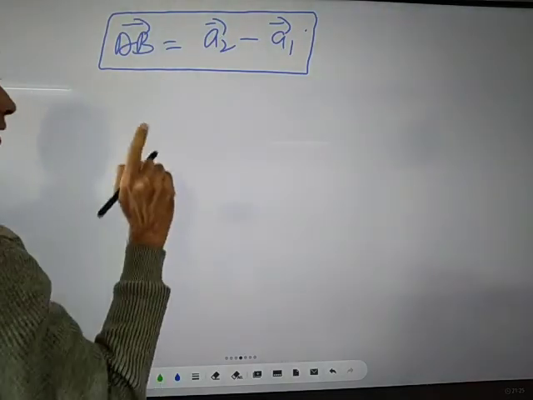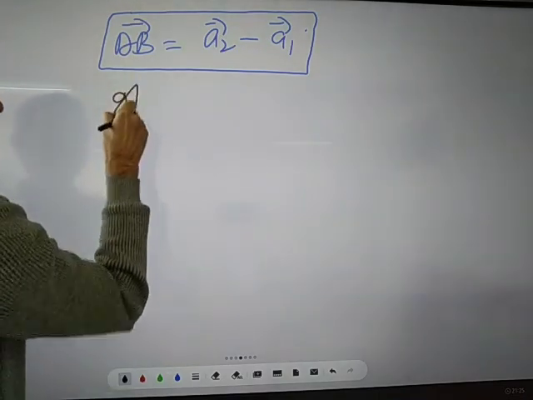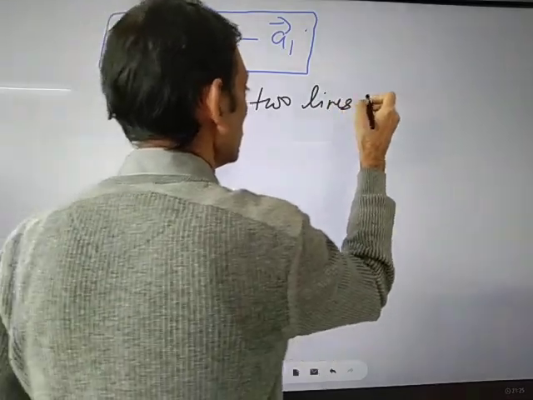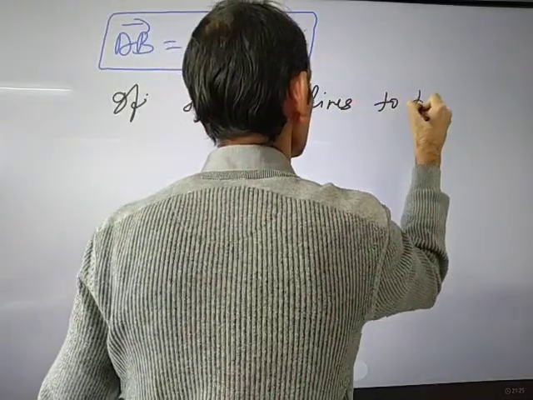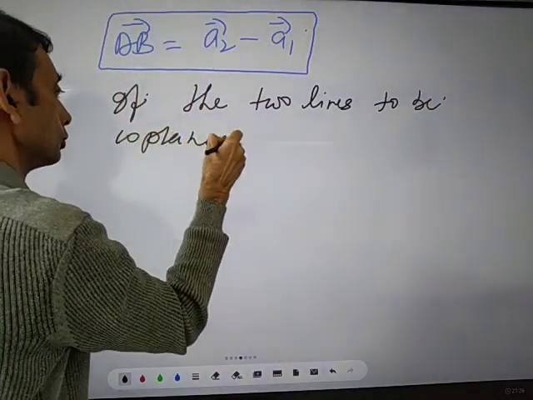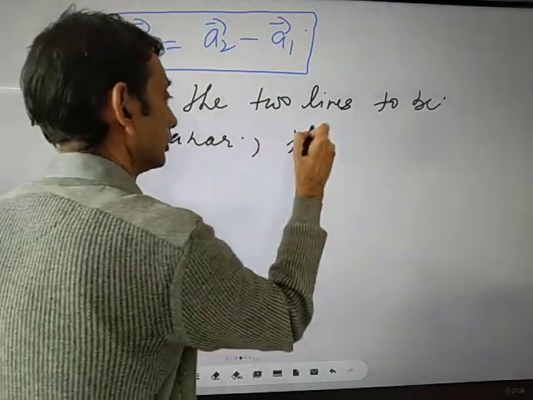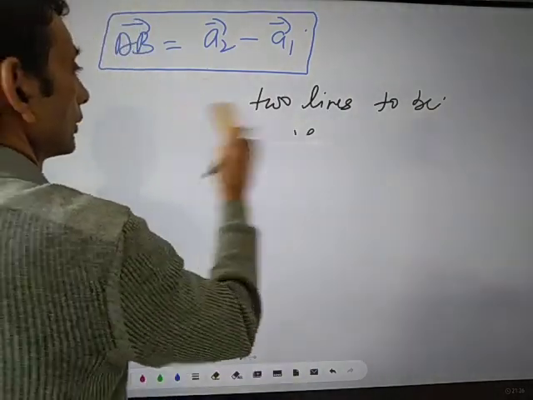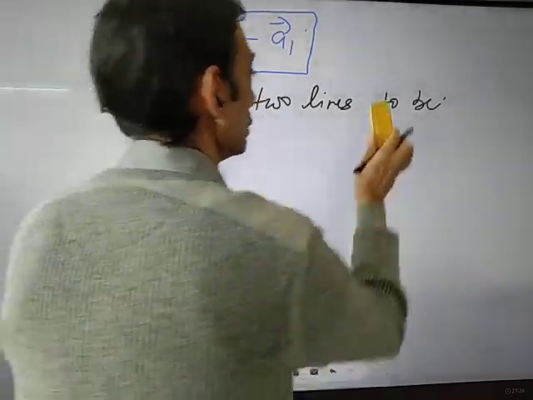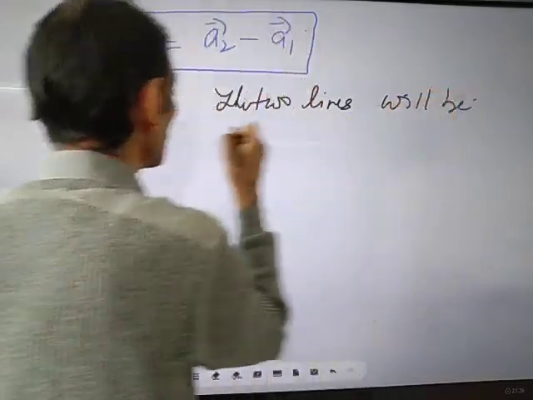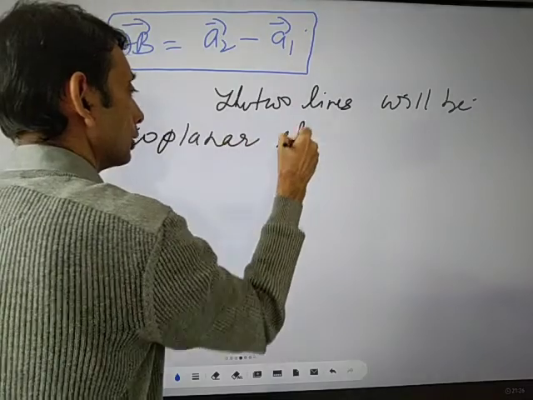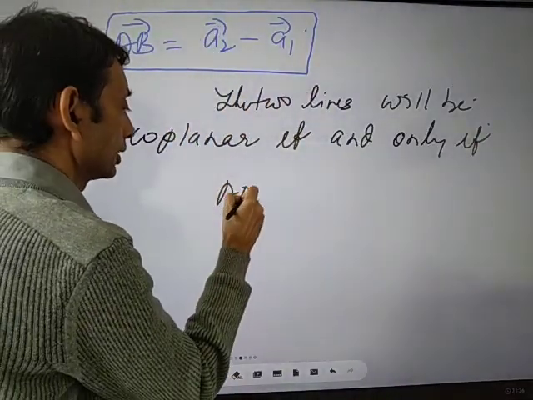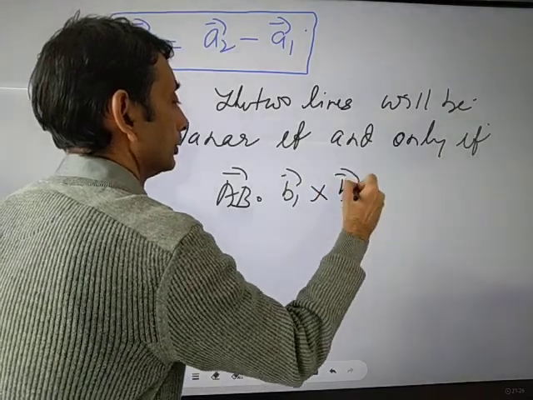You can just write in this particular point, if the two lines to be coplanar, then, or you can just simplify this particular line, the two lines will be coplanar if and only if vector AB dot B1 cross B2 will be equal to 0.